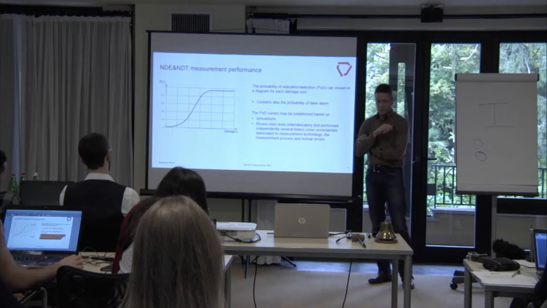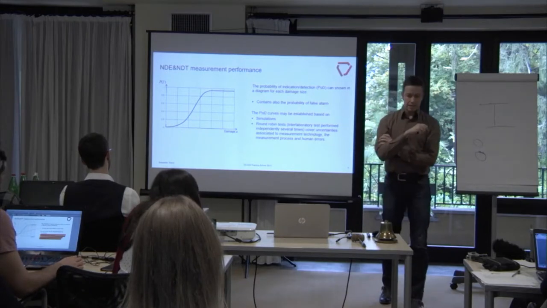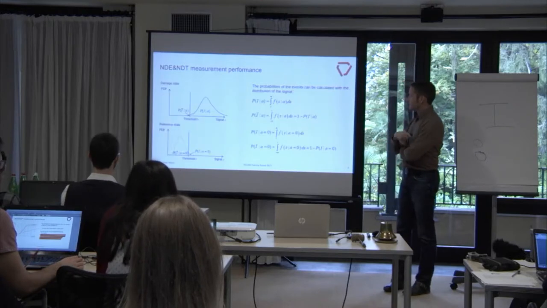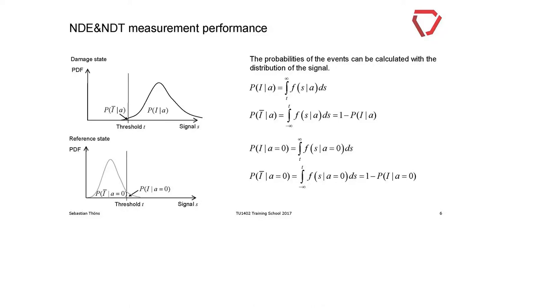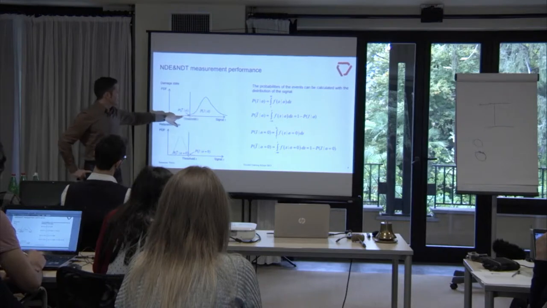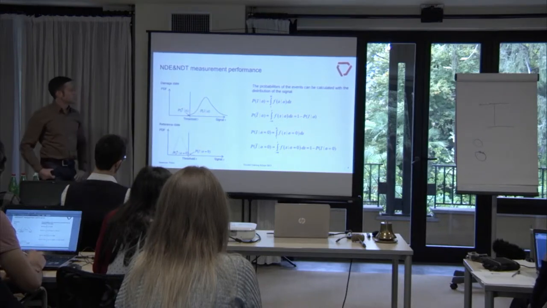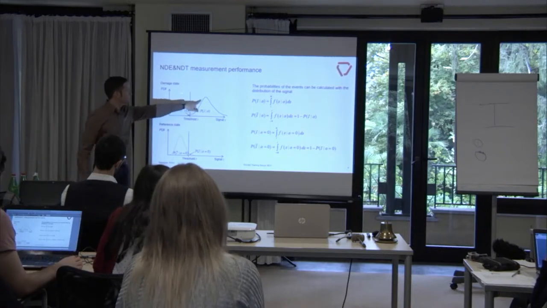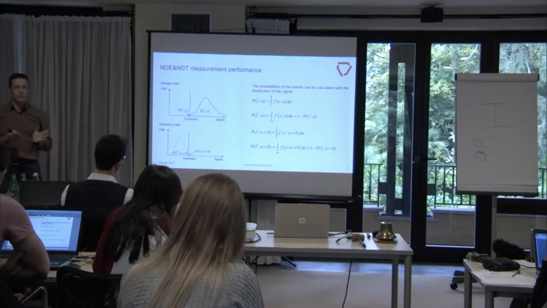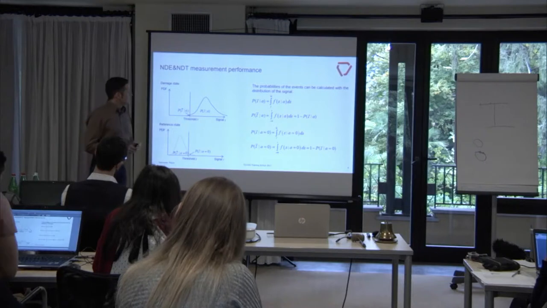So we could model the measurement process, or we could also document the signals associated with each damage size. And then we come to these expressions. Here we see a damage state. There's one realization of A, and that's my signal from my inspection technology. And there's a distribution of this signal. And here I have a threshold, and this threshold is basically to distinguish the damaged from the undamaged state. So I need to define a threshold.